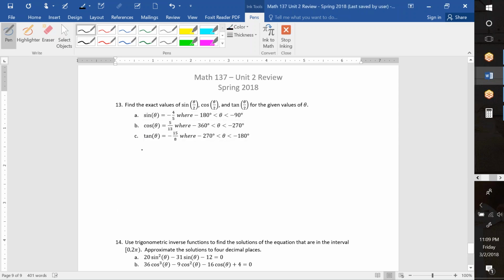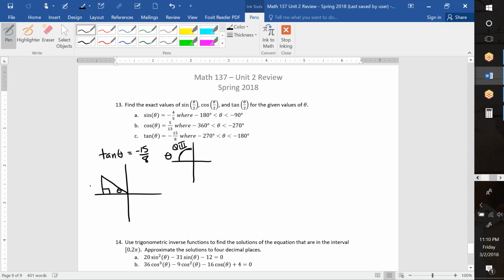So if we look at C here, this says tangent of theta is negative 15 over 8, and theta is between negative 270 and negative 180. Remember that if you're going around the unit circle this way, this is negative 90, negative 180, negative 270. So you're in quad 3 for your theta. So theta is in quad 3. So that helps us draw a picture of what that would look like.